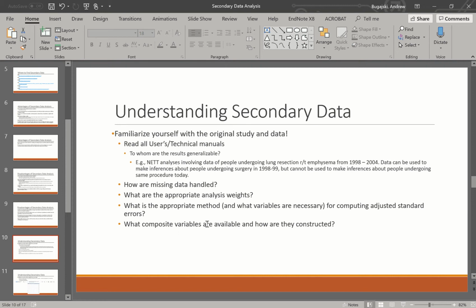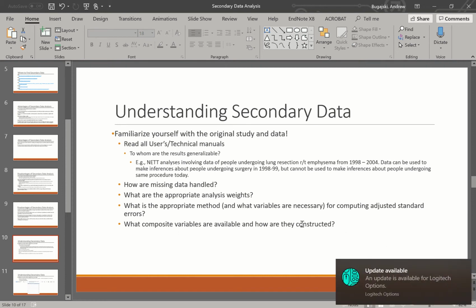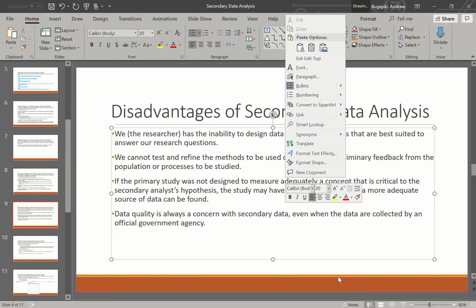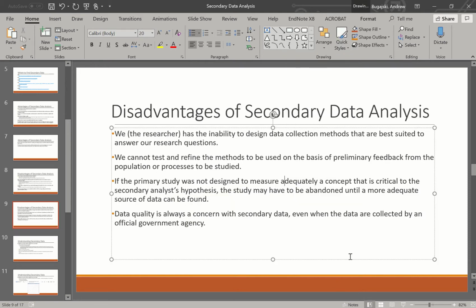What are the composite variables and how are they constructed, aka instruments? So if they are measuring depression, do they give you all 9 questions of the PHQ-9, or do they just give you the PHQ-9 total score? It depends on your research question, obviously, and if you're even going to be looking at those variables, but very important to know.